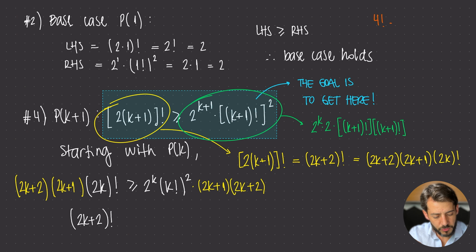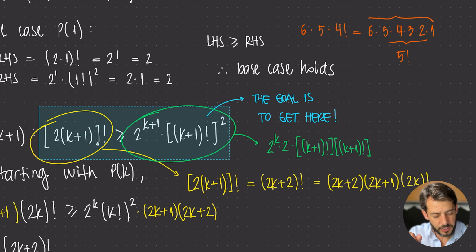It might be hard to see why multiplying by 2k plus 1 and 2k plus 2 would turn this into a 2k plus 2 factorial, so let me use numbers to illustrate that. If you take 4 factorial, for example, which is 4 times 3 times 2 times 1, and you multiply by 5, what you get is 5 factorial. And if you do it again, multiplying by the next integer, you get 6 factorial now. So that's exactly what is going on the left-hand side of the inequality.